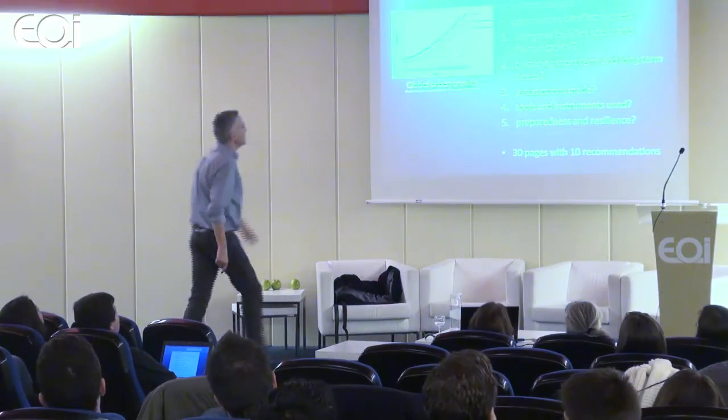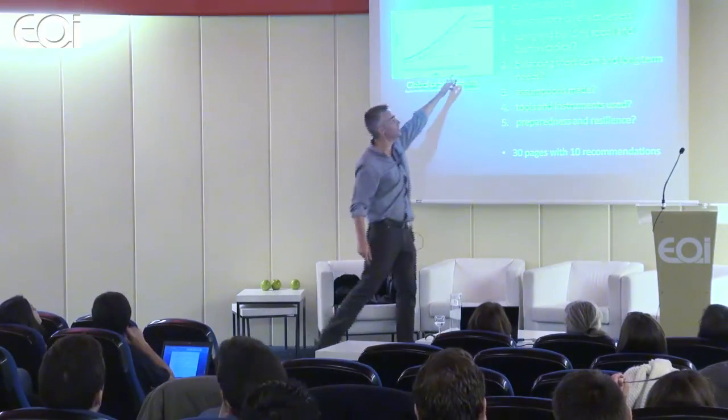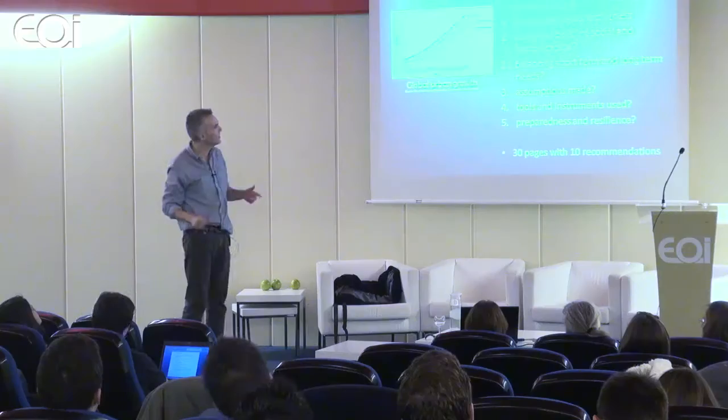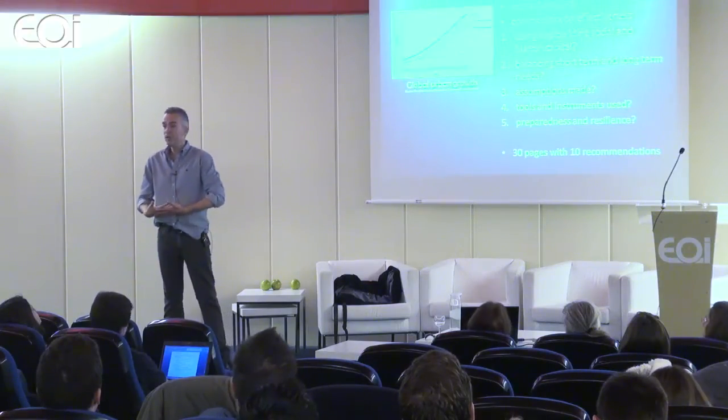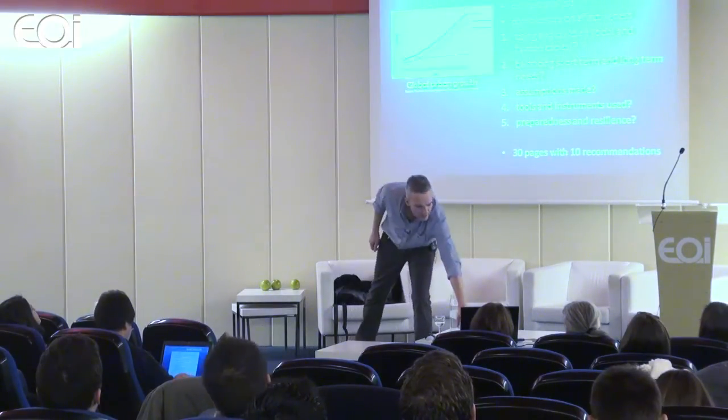This is global urban growth, by the way. This is 1950. You probably can't see it. This is 2050. This answers your question over there. The line at the top is global urban growth. These are the richer countries, the bottom line. And the blue line is countries in Africa, in Asia, and Latin America, and their urban growth, just going like that. 9 out of 10 of every new person being born on the planet is being born in towns and cities. So that's our shift. So we were asked to look at what we can learn for the next urban disaster. That was our study. I don't think we need to look at that, I would suggest.